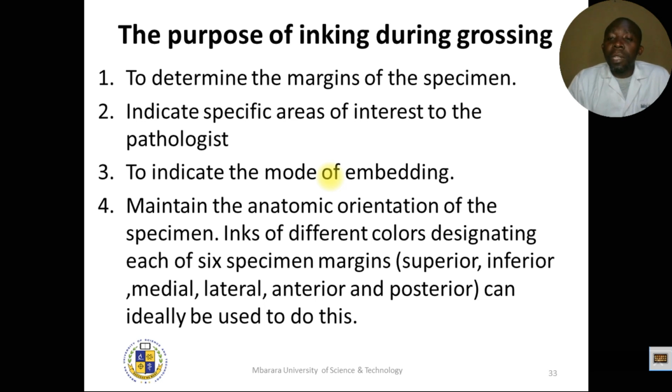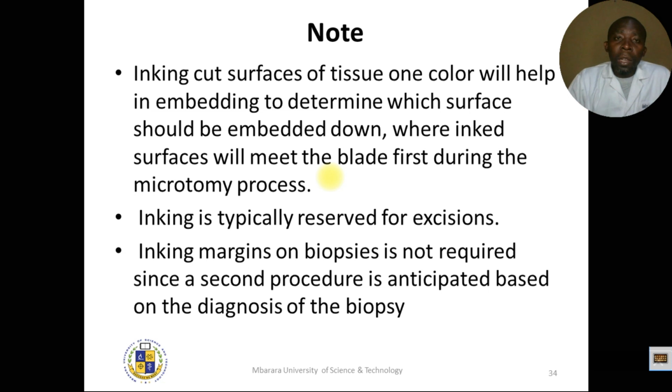These inks of different colors designate each of the 6 specimen margins that we have already talked about. And in these margins we are talking about the superior, the inferior, the medial, the lateral, anterior, and posterior. So these must always be identified, and ideally they can be used to do this when we mark or paint our tissue with the different colors.